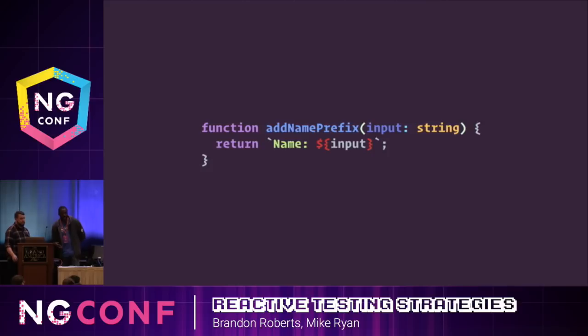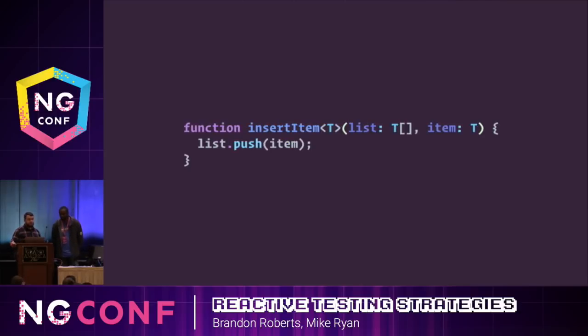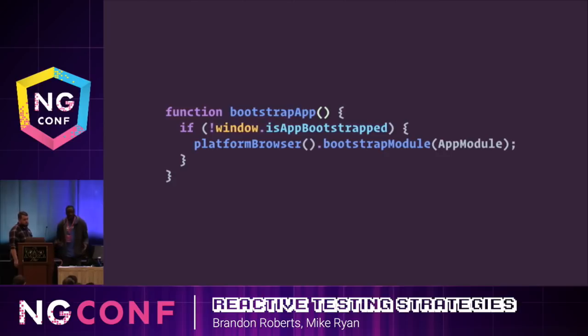So this first function is pure. It takes in an input and returns a new string with the name prefixed to the input. Here's an impure function. This one's impure because it's taking an array and modifying that array by pushing an item into it. It's modifying one of its arguments. We have another function here, and this looks familiar, where you're bootstrapping your app. This one's impure. It reads from the global state, which is window in this case, and calls side effect producing code, which is bootstrapping your app.